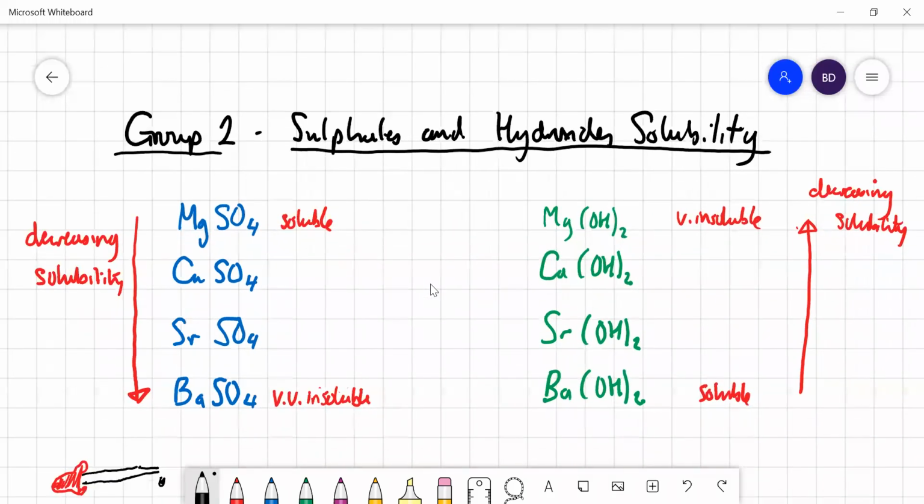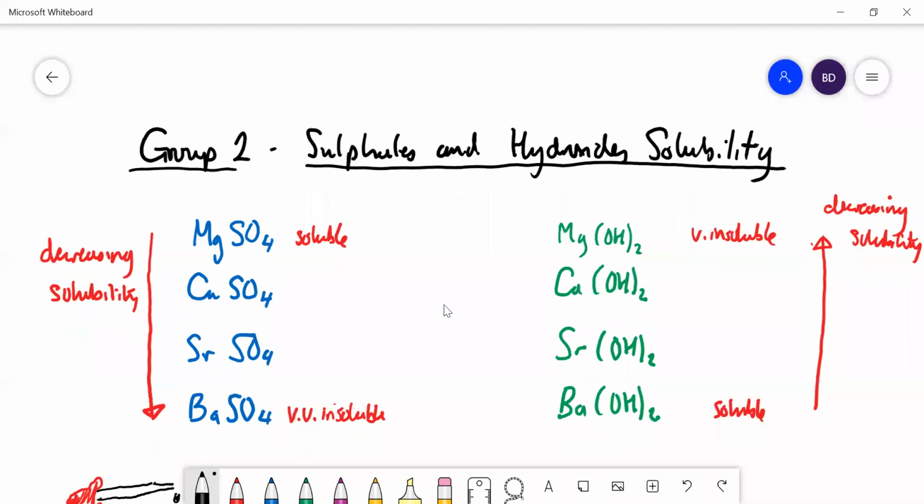Okay, in the last video we looked at the trends in solubilities of sulphates and hydroxides. With the sulphates in blue here, we have magnesium sulfate, which is pretty soluble, and barium sulfate, which is very insoluble. So it decreases as you go down the group. And with the green ones here, the hydroxides, you get the opposite trend. Magnesium hydroxide is very insoluble, barium hydroxide soluble.